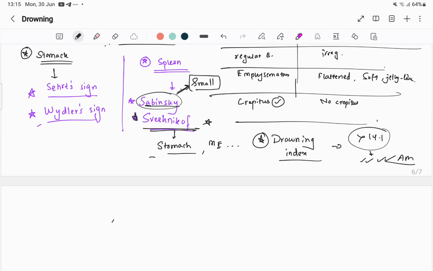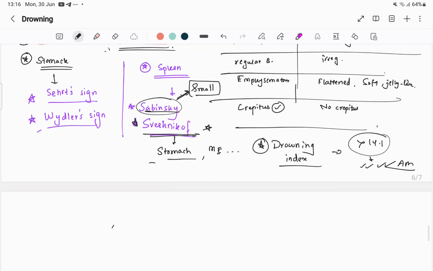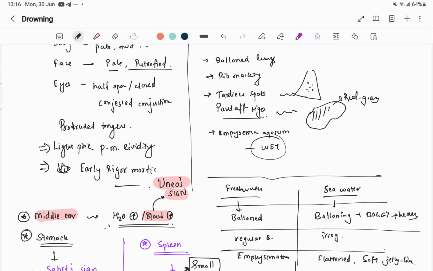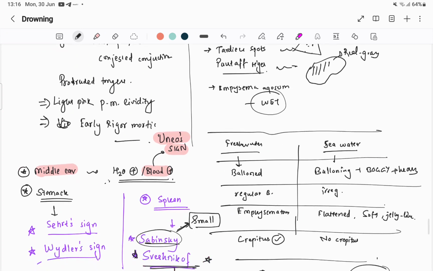Drowning index, all of this. Diatom test, I told you what happens about the diatom test. Antemortem and postmortem difference I also told you, lungs and all. Gettler test, acid digestion of diatoms, is positive in antemortem drowning. Postmortem it will be negative. Accidental drowning is basically seen in children and intoxicated patients. Suicidal drowning is among females. Homicidal drowning is not very common. All of these things are there in drowning.